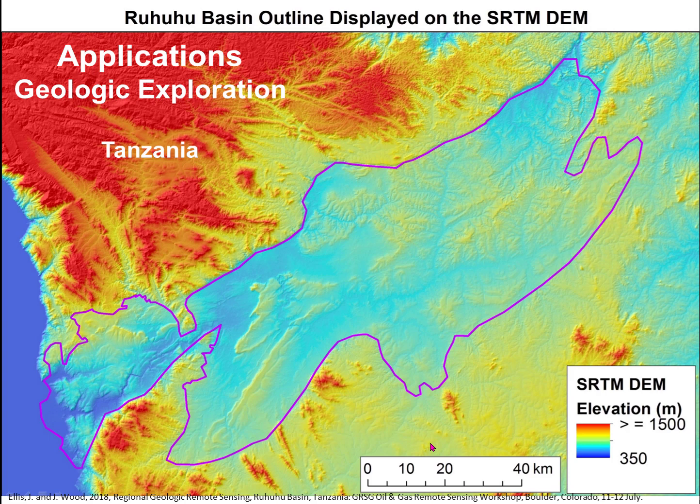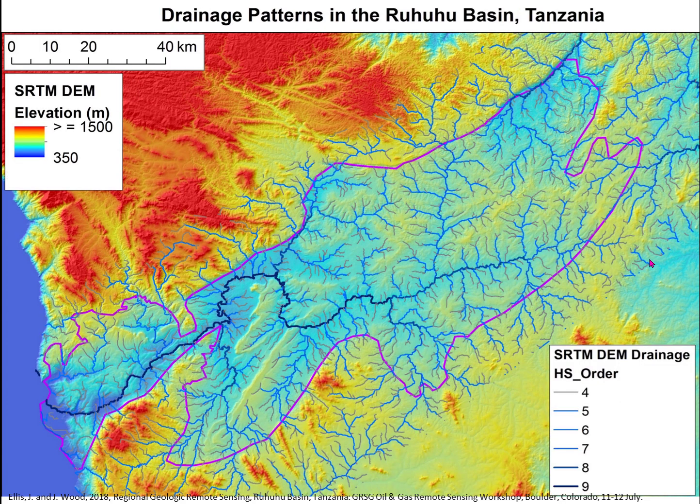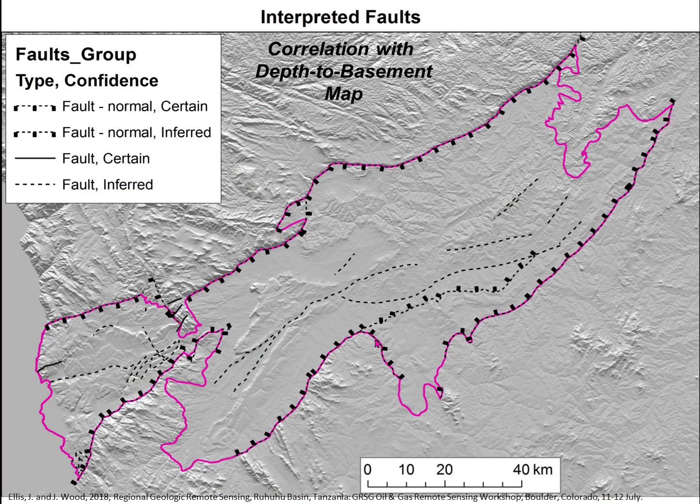So we'll take a quick look at geologic exploration. This is in Tanzania. We're looking at a digital elevation model from the space shuttle. One of the things you can do in exploration is a drainage map. And so you're looking for drainage anomalies or some sort of break where you can tie the surface into what's happening in the subsurface. You can also make a map showing the faults. So in this area, I interpreted faults looking at the imagery in stereo.